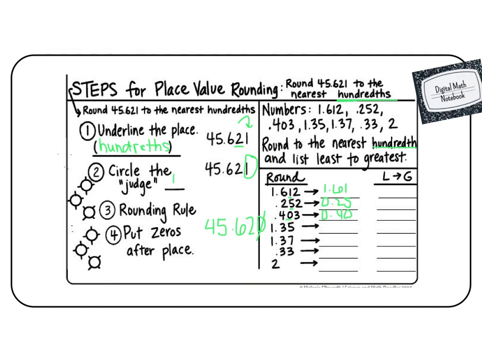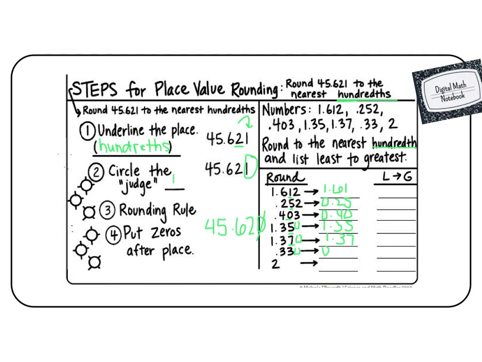Our next one has a 5 in the hundredths place and nothing next door. We can put a 0 there if that helps us know what to do. 0 does not make us round up, so we're going to stay the same, 1.35. Then our next number has a 7, but next door we have a 0. Well, 0 again doesn't make us round up, so we would have 1.37.